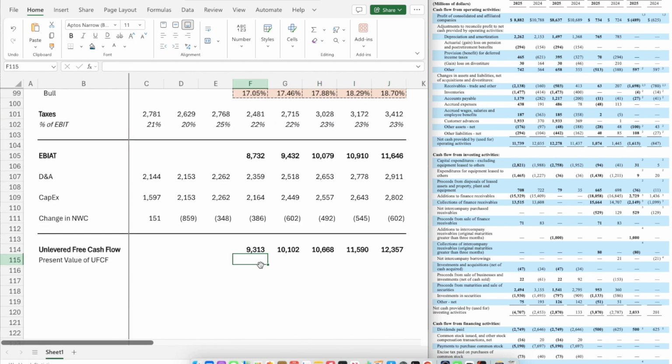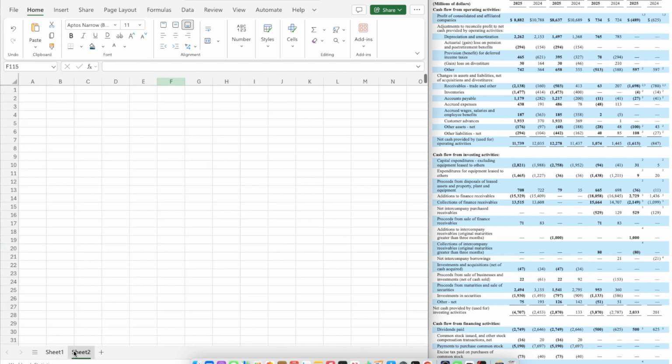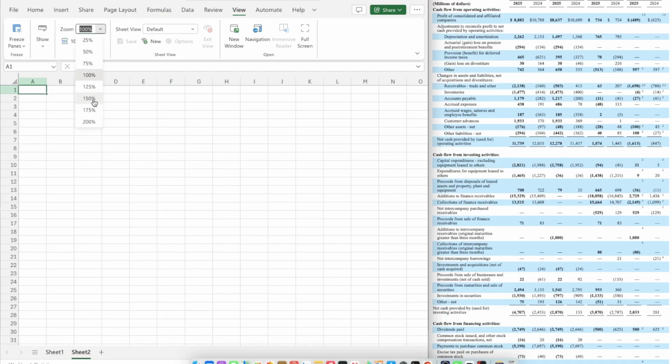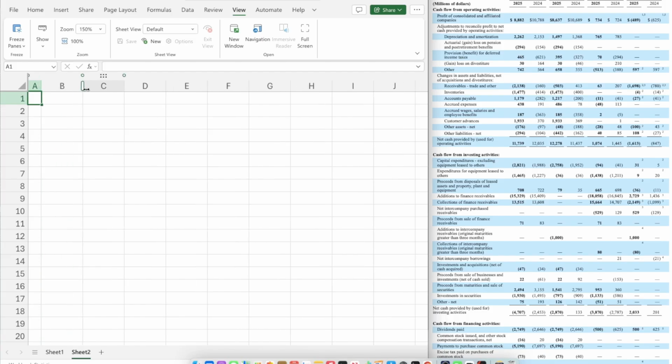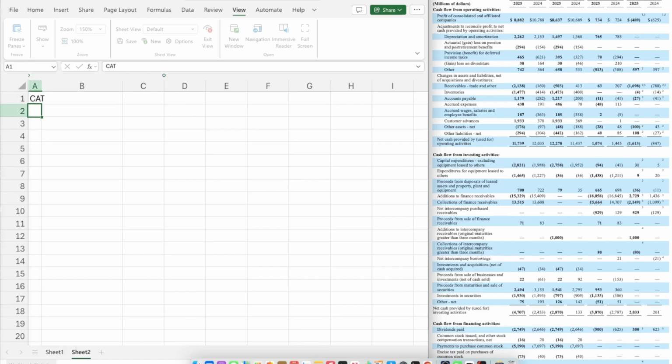So yeah, open up a new sheet now. Zoom a bit. Don't need to freeze the pane, but put that there.